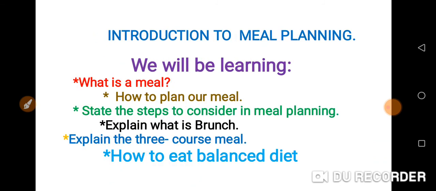The objectives: at the end of the lesson, you should be able to explain what a meal is, how to plan our meal, state the steps to consider in meal planning, explain what brunch is, explain the three-course meal, and also how to plan your meal in order to eat a balanced diet.